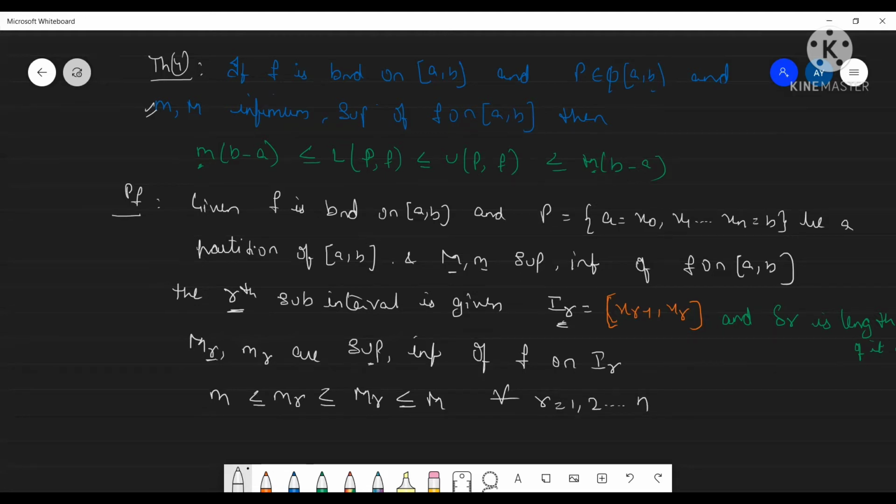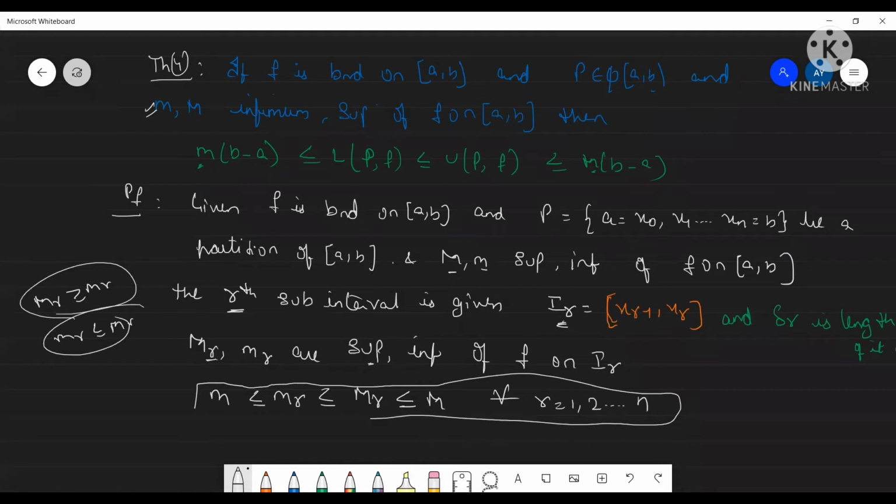As we have earlier studied, capital M_r is greater than or equal to small m_r, or small m_r is less than or equal to capital M_r. From this result, we concluded this step. This is a very important step. Just remember this one. So what will we do? We'll multiply by delta and put summation on all the sides.